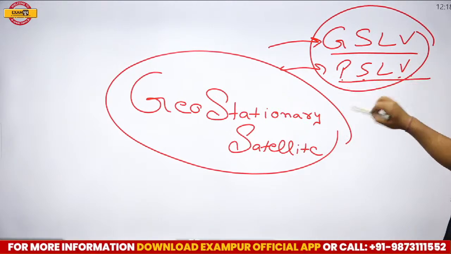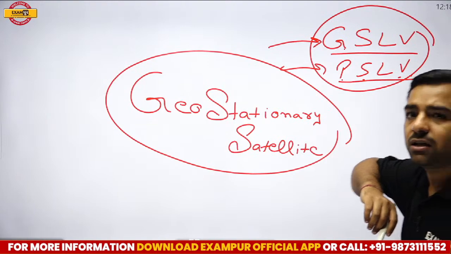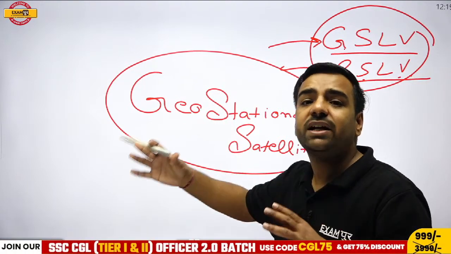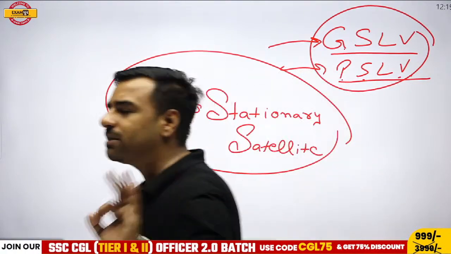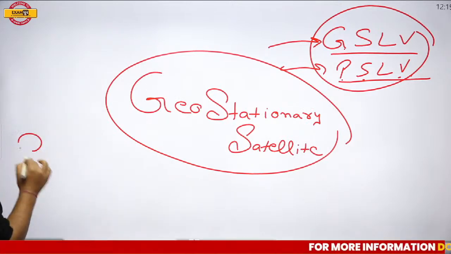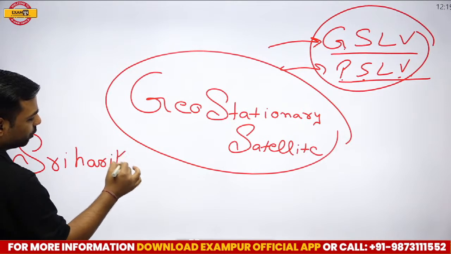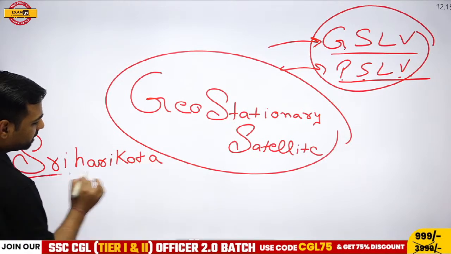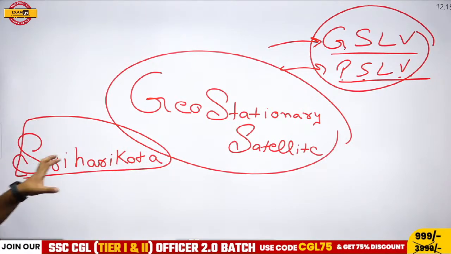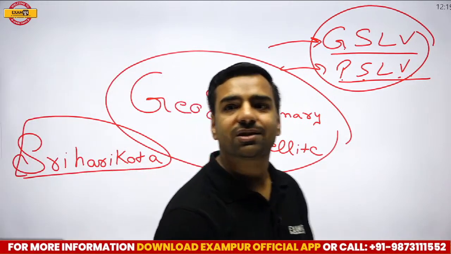Polar Satellite Launch Vehicle or Geostationary Satellite Launch Vehicle. From where we are launching it is asked in the examination. Please remember that location. Most of the satellites are launched from Sriharikota. Sriharikota is the location where the maximum number of these rockets are launched.